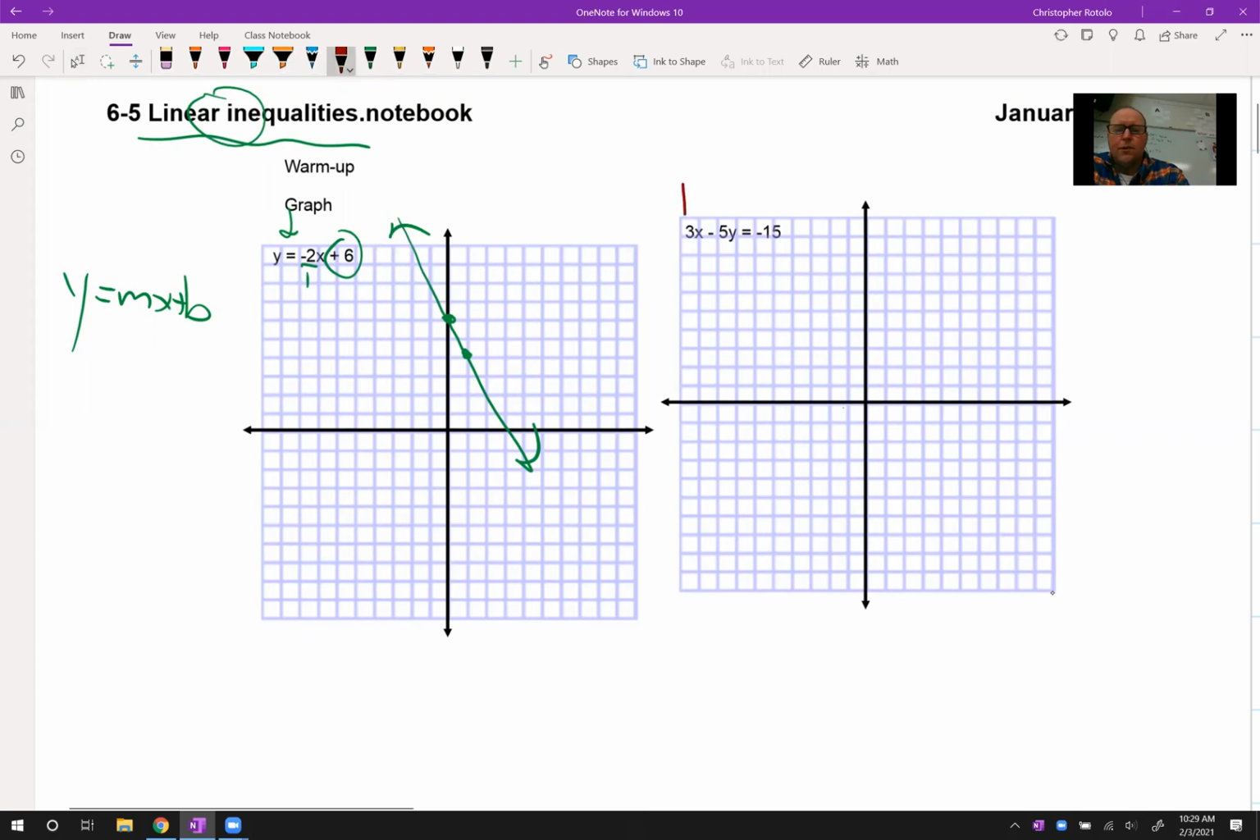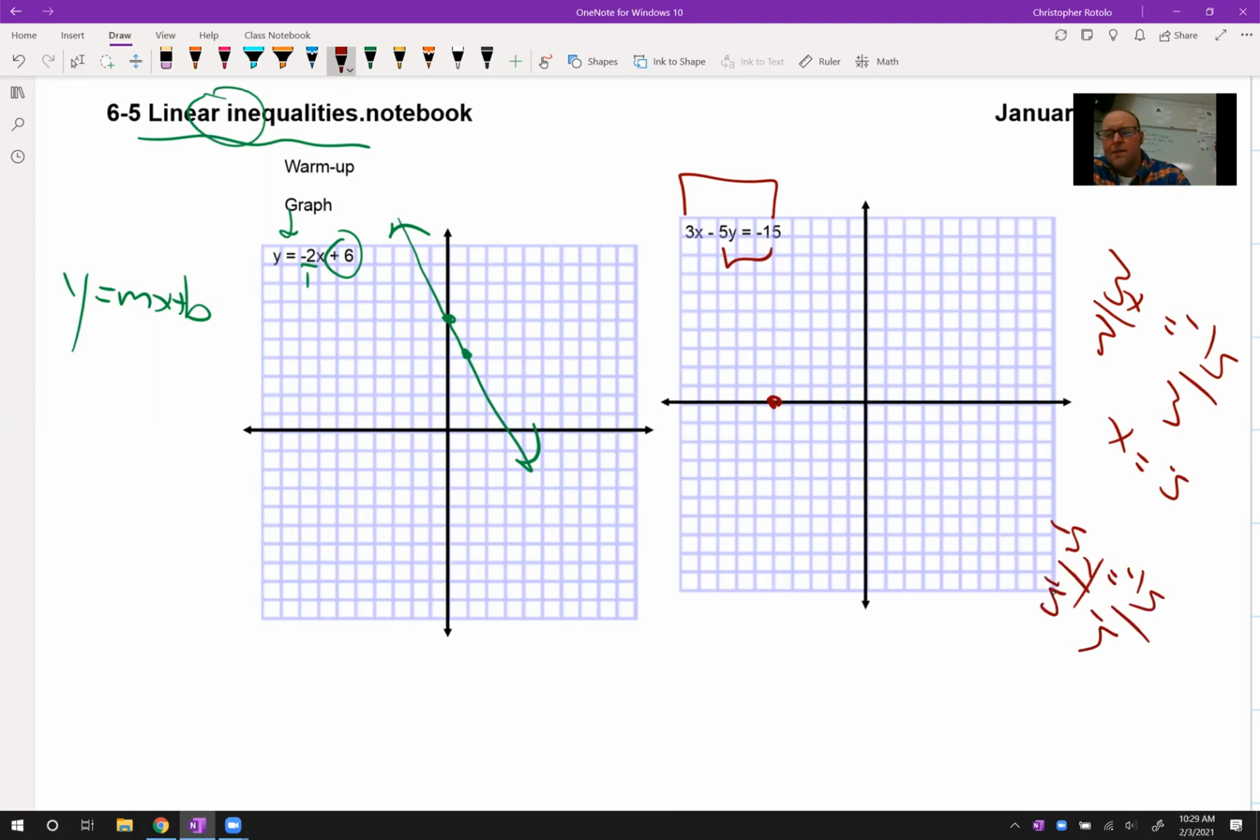This one is in standard form, so I'm going to go ahead and solve this. 3x equals negative 15, divide by 3. X turns out to be negative 5, so 1, 2, 3, 4, 5. And as I solve the y, remember it's negative 5, y equals negative 15, divide by negative 5. So y turns out to be positive 3. So 1, 2, 3, and then we connect them, right? Standard form versus slope-intercept form. And you're like, wait a minute, we already did this. I'm like, true story. Tell it again, bro.